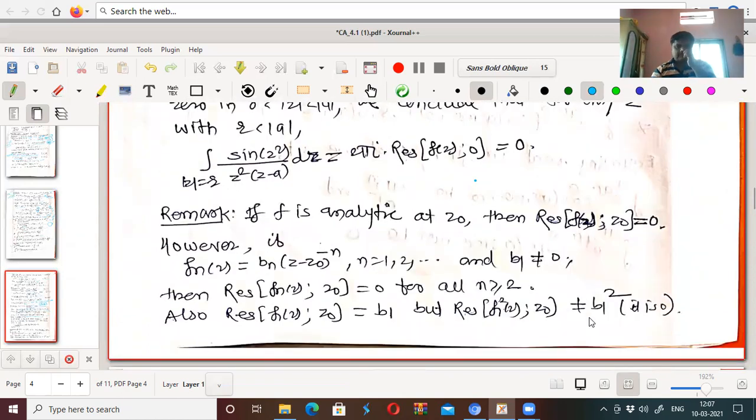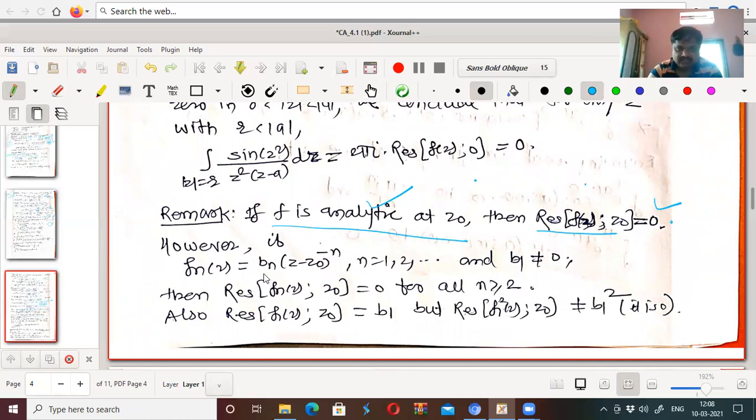Right? This is the case. If f is analytic at z0, then the residue of f(z) at z0 is 0. Analytic means what? Since the function is analytic at z0, there will be no principal part. Only the analytic part will be there. So the principal part is absent there. If the principal part is absent, then the residue will be 0.